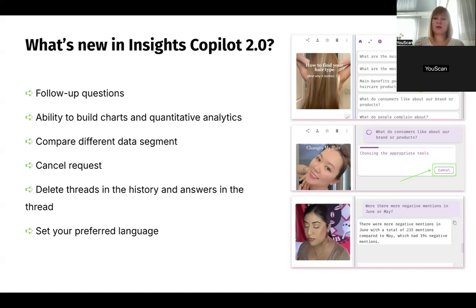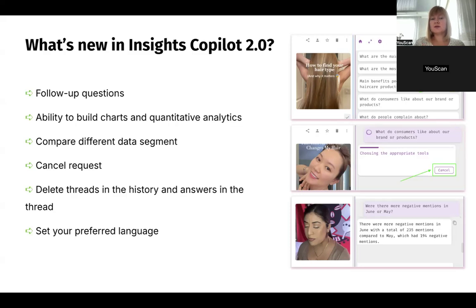Insights Copilot can build charts. So you can just ask Insights Copilot to build a chart for the sources where the positive mentions were coming from in July, for example, and the Insights Copilot will give you that information with the help of a chart. Then the Insights Copilot can compare different data segments.